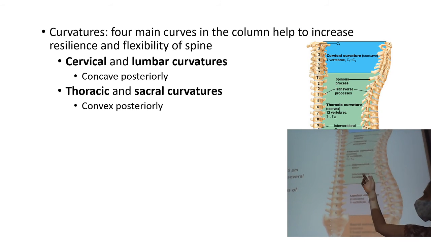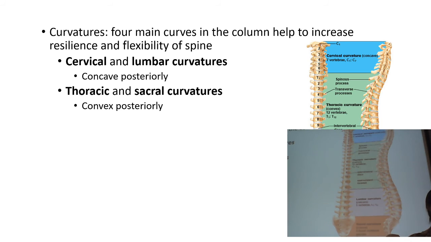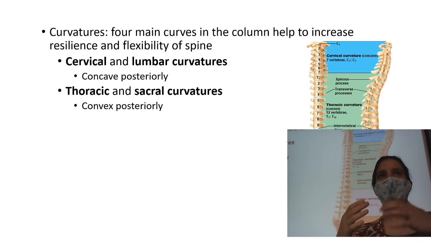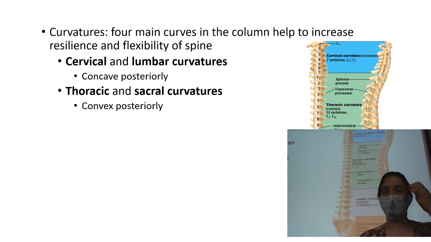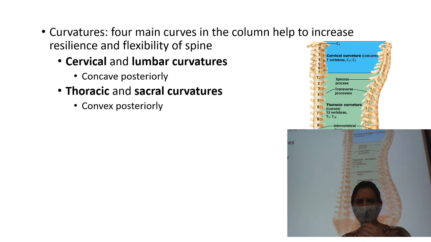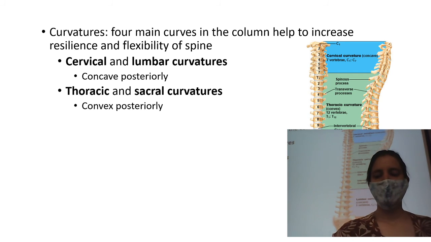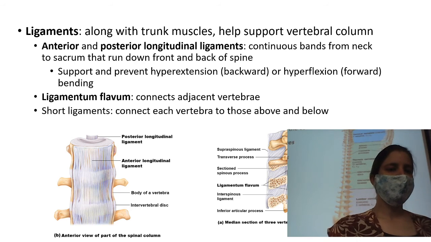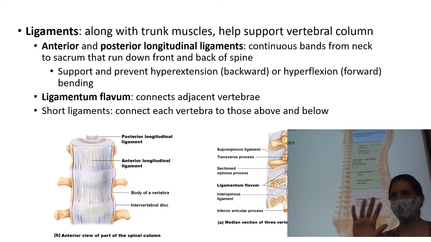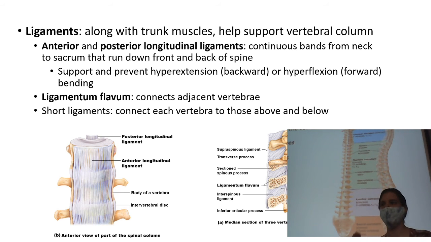The point of these curves is that it's going to give the whole system a tiny bit of give, and you've got more flexibility this way. If you just have a ramrod straight spine, you don't have much give to it. Don't memorize this, I just need to show it to you. We'll talk about it with joints, but it's worth noticing.